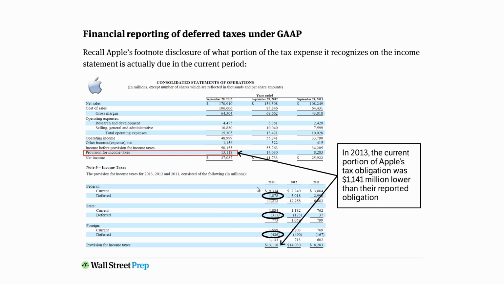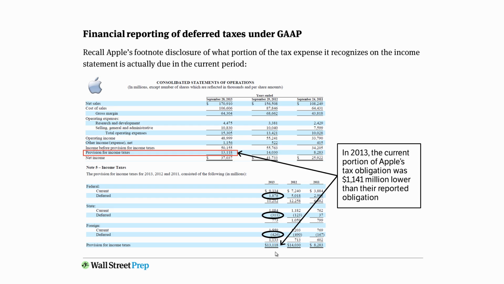So let's take a look at the federal. On a federal level, the company actually had a current tax obligation of only $9.3 billion, but $1.8 billion of the total book obligation of $11.2 billion is deferred. On the state level, it's the opposite. The total obligation was $773 million. The current obligation was actually higher. And on a foreign basis, same thing. The current obligation is actually higher than what was recognized on the income statement.